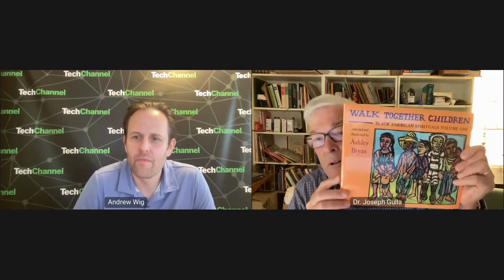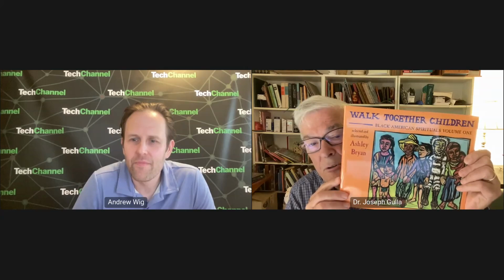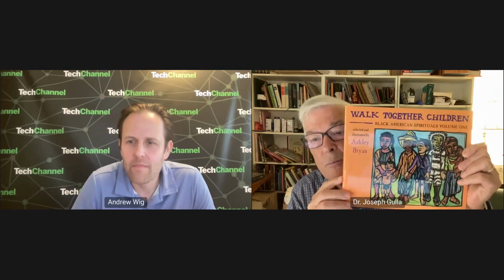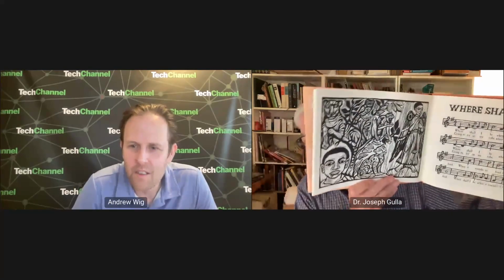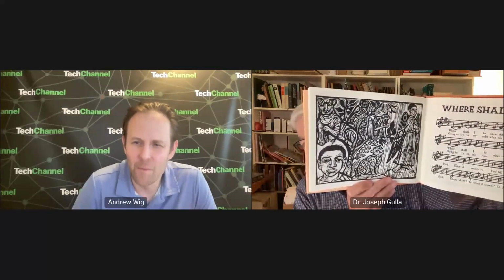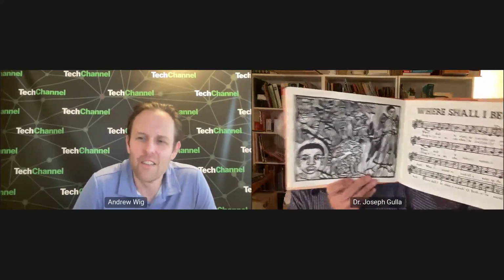So that's how we got started. We used her book as a calling card, called On the Wings of the Swan. One of the first books we got to publish is this book here. This is Walk Together Children, which is one of two books of Black spirituals written and illustrated by Ashley Bryan. Let me see if I can show you what his artwork looks like. Those are line and cut prints, and the music to go along with it.